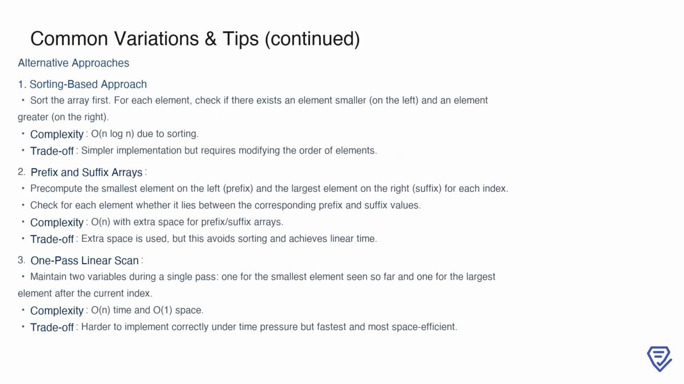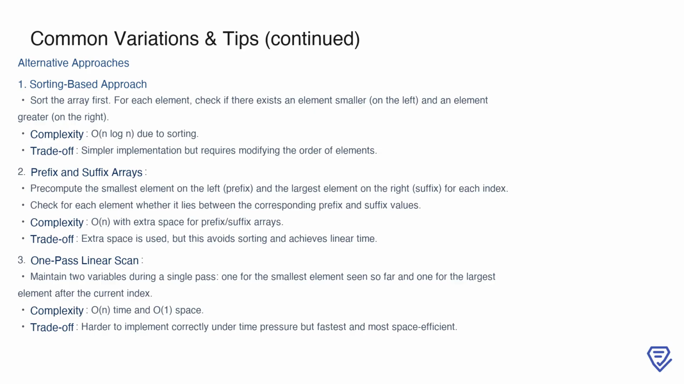There are several approaches you can use to solve this problem, each with its own trade-offs. A sorting-based approach is a straightforward option. By sorting the array first, you can easily identify whether each element has a smaller element on its left and a greater element on its right. This method has a time complexity of O(n log n) due to sorting and is simpler to implement, but it modifies the order of elements, which might not always be desirable.